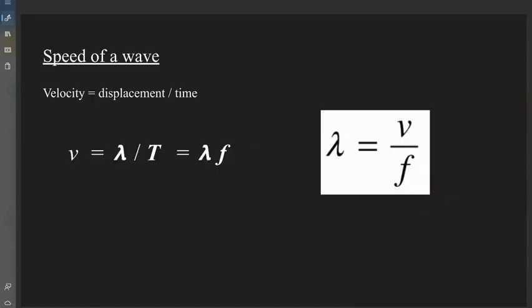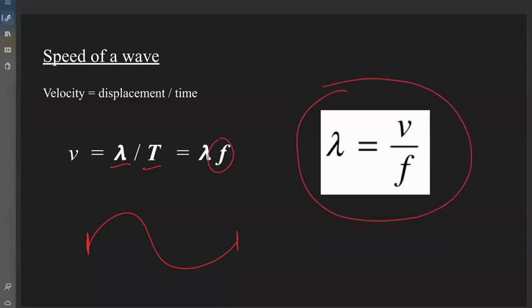All right, not too much more to go here. Speed of a wave. Velocity is displacement over time. So lambda is our displacement. That's how far a wave has to go. And then period is how long it takes to get from there to there. So distance over time. But then remember, 1 over period turns into frequency. All this equation does is rearrange, dividing both sides by frequency, so you get lambda is equal to v over f.